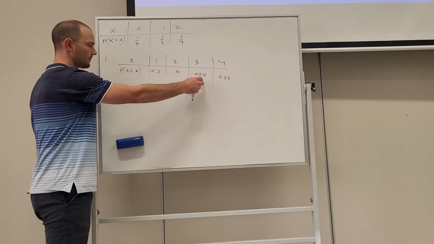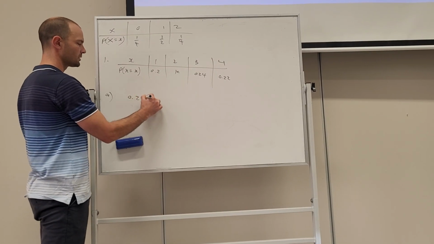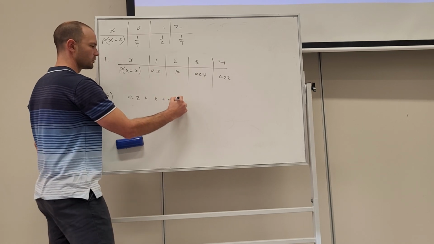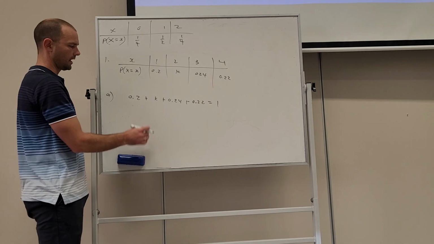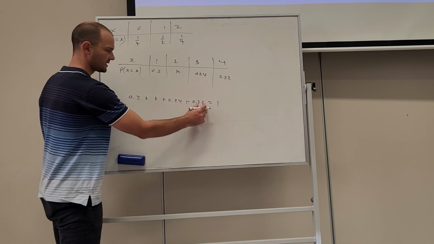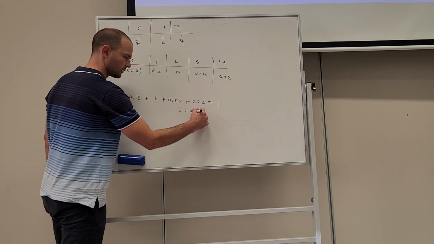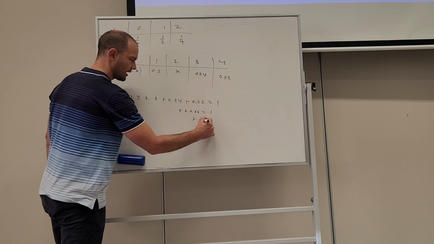So if all of these add up to 1, we can make a statement like this: 0.2 plus k plus 0.24 plus 0.22 equals 1. And we can solve through for k. What have we got there? 0.44, 0.66. So we'll get k is 0.34.